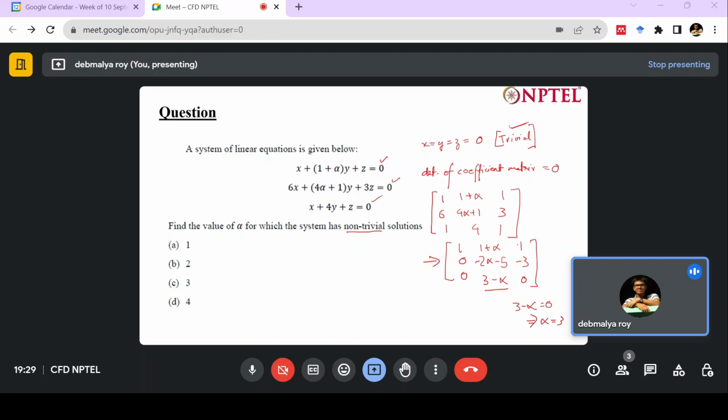So this is a way that it can be done. Another way, as we said beforehand, is that the determinant of the coefficient matrix must be 0. So we can calculate the determinant as well. 4 alpha plus 1, 1 plus alpha. So this must be equal to 0.